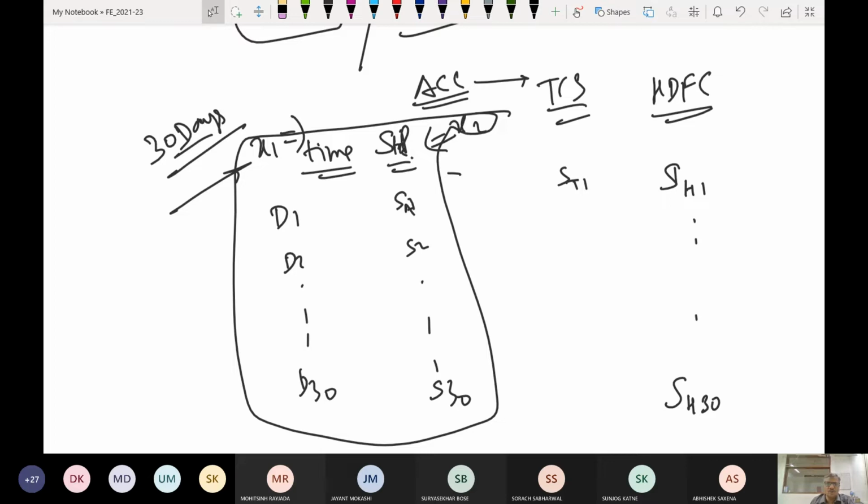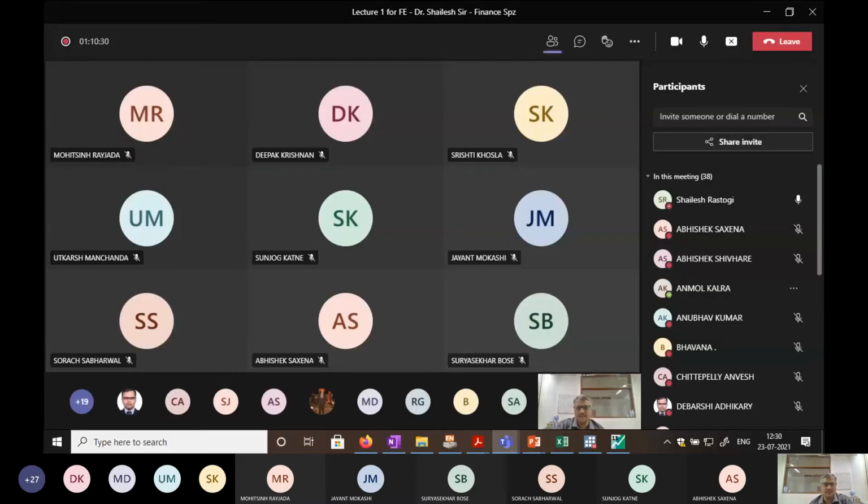Every time, though I'm putting all of them together, I can visualize them as pairs of two, where one is time, other is the share price, and that's an example of time series data. Are we together? Are you with me? Yes, sir.